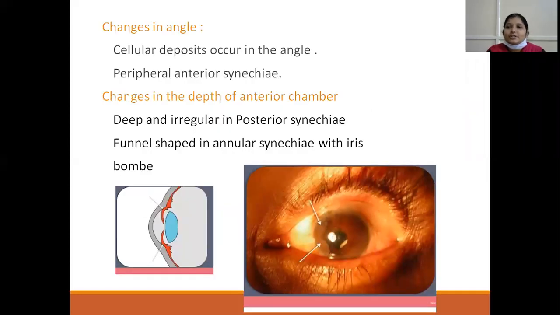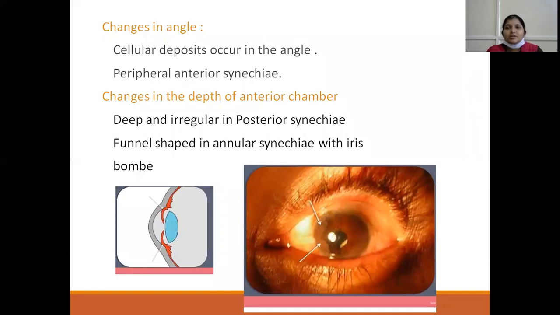So next, coming to changes in the angle. How do we examine the angle of the anterior chamber? By performing gonioscopy. The structures of the angle and gonioscopy methods will be discussed later in the glaucoma topic by our HOD sir. What we observe in the angle in uveitis is cellular deposits present in the angle, or there can be formation of peripheral anterior synechiae. What does peripheral anterior synechiae mean? It is adhesion between the iris and the posterior surface of the cornea. Next, what are the changes in the depth of the anterior chamber?